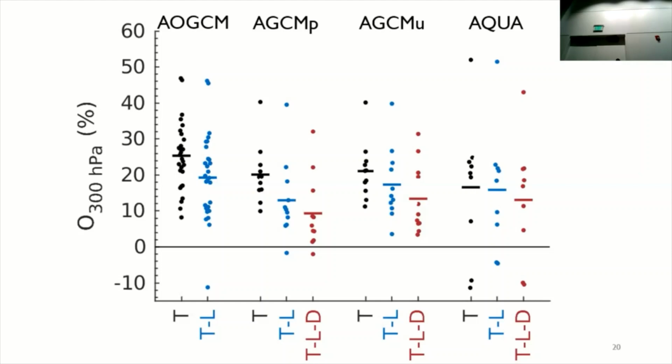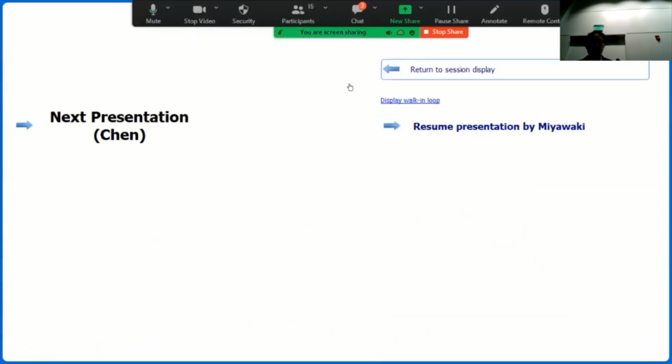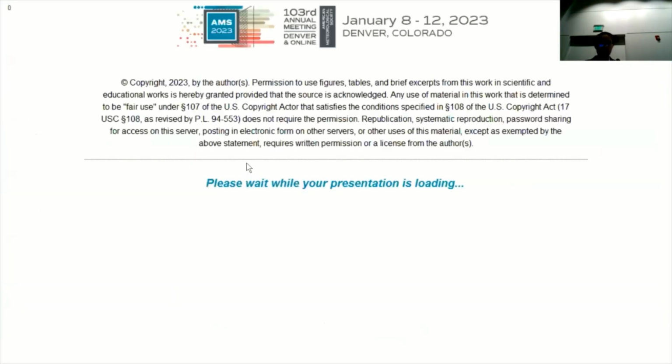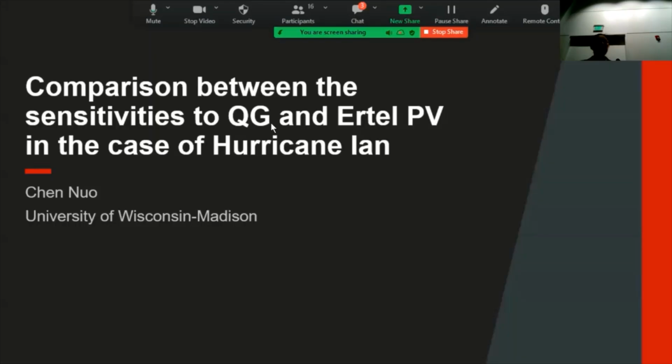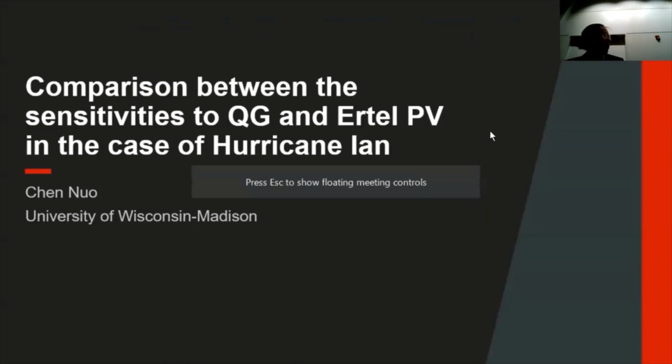Speaking about a comparison between the sensitivities to the quasi-geostrophic and Ertel potential vorticity in the case of Typhoon Malakas. Sorry, it's in Hurricane Ian. So I'm here to present some results I have for developing sensitivity to QGPV and to Ertel PV, and I'm going to apply them in the case of Hurricane Ian.